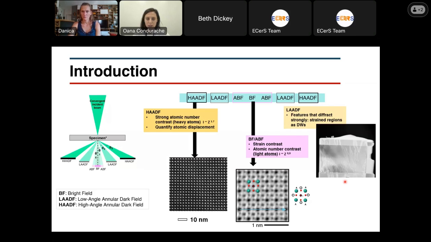And further, electrons that are scattered at high angle come from inelastic scattering on atomic nuclei. So this mode gives a strong atomic number contrast, and it's a very robust mode, so it's usually used for evaluation of atomic displacement and angles and so on.